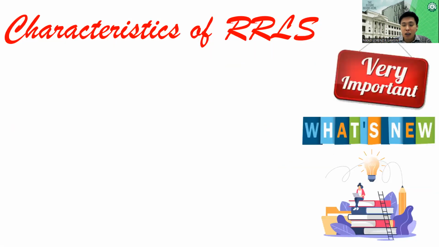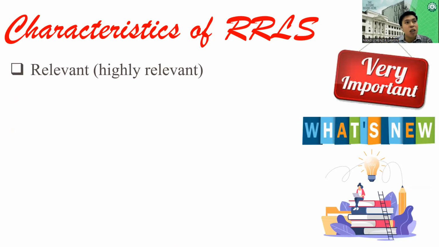And these are the characteristics of RRLS, or review of related literature and studies. Number one, it should be relevant. It should address particular needs of your learners. They must be functional, or else it is not worth researching if it is not functional.